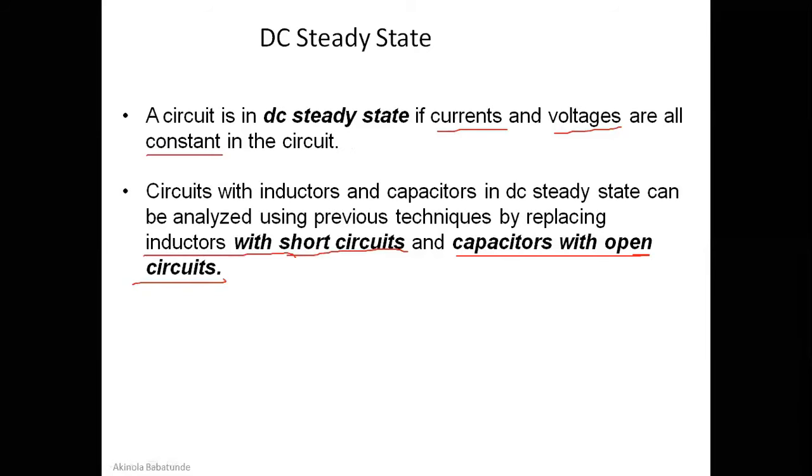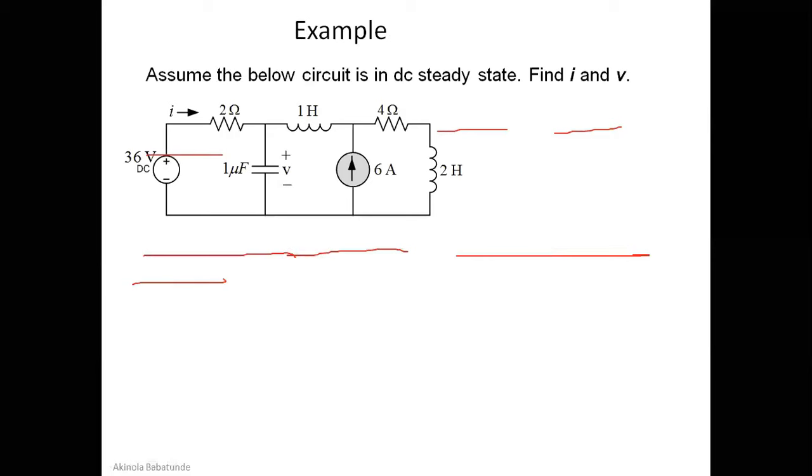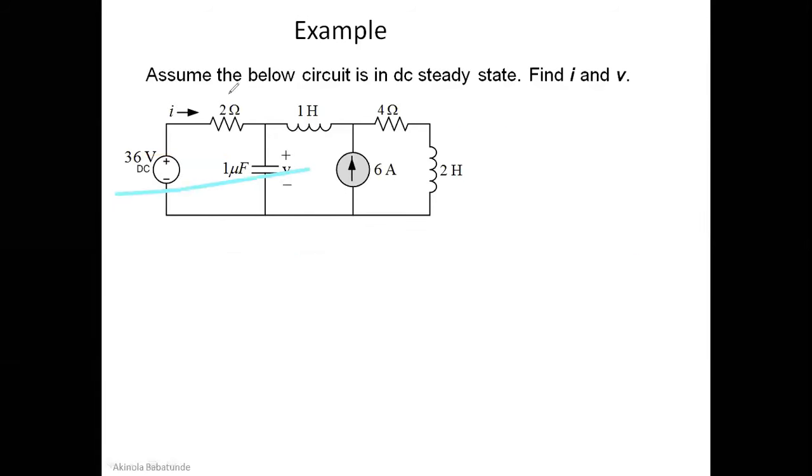So here is a simple example to quickly bring to memory how to short a circuit, open a circuit, and then find missing elements or values in our circuit. Assume the circuit is in DC steady state. Find the current I and then find the voltage V. This is the current I, and this is the voltage V that we're looking for.